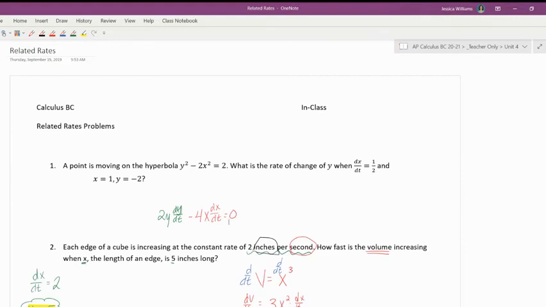So if I plug in what I know, I'm going to have 2 times negative 2 dy/dt is the question, minus 4 times 1 times a half equals 0. And then it's a quick clean to say negative 4 dy/dt's. Minus 2 is 0. Add the 2, divide by negative 4, dy/dt is negative 1/2.